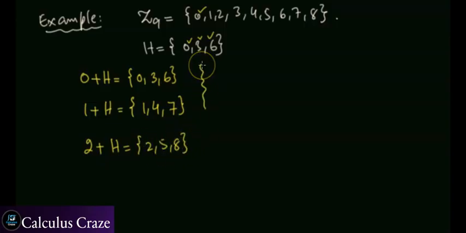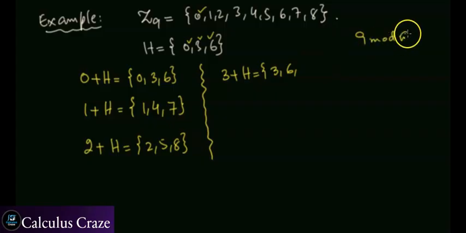But interestingly, when you add 3 with H, my mistake, when you add 3 into 0, it becomes 3. When you add 3 with 3, it becomes 6. And when you add 3 with 6, it becomes 9, and 9 mod 9 is 0, so it becomes 0. So you can see that these sets are similar.